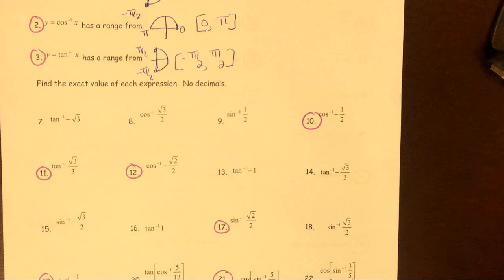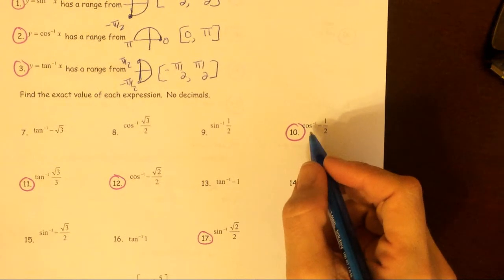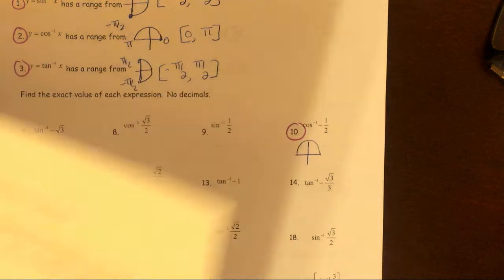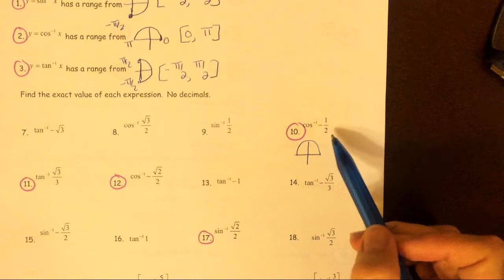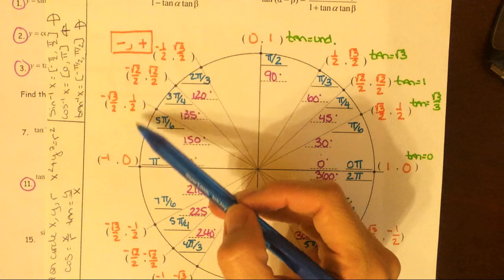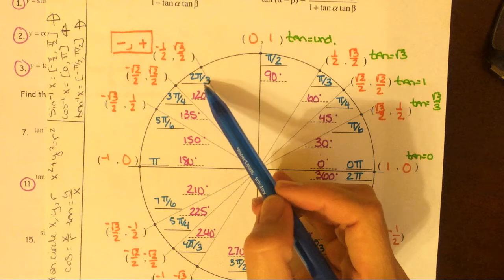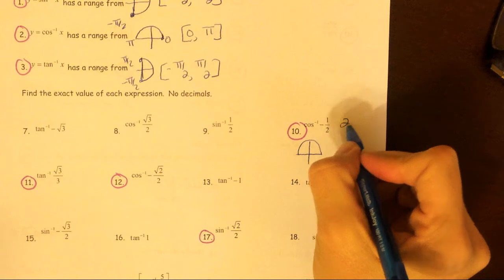So I'm just going to do a few from each row and make sure you understand it. On number 10, they want to know cosine inverse of negative 1/2. Because it says cosine inverse, I'm only thinking about quadrants 1 and 2. So here's my circle. I'm trying to figure out where in quadrants 1 and 2 the x is negative 1/2. I know my x's are negative in quadrant 2. So where in this quadrant is my x a negative 1/2? My x is negative 1/2 right here at 2 pi over 3. So the answer is 2 pi over 3.